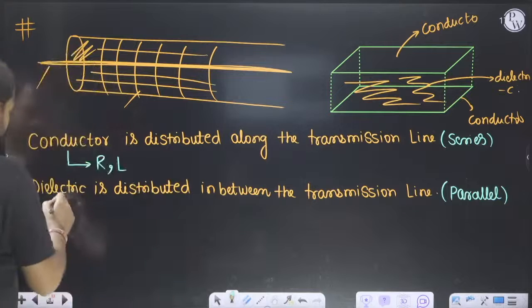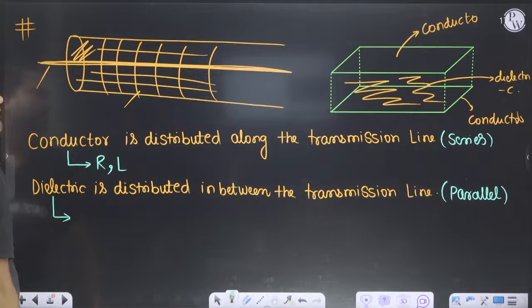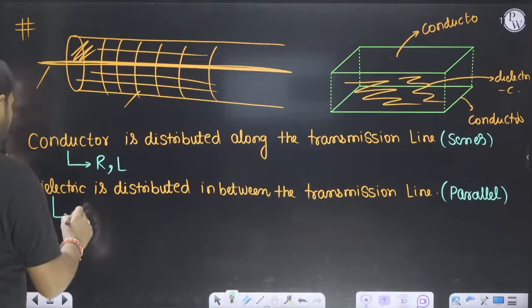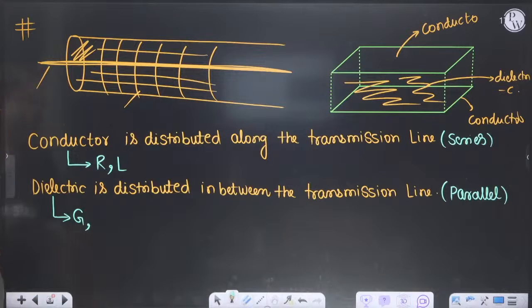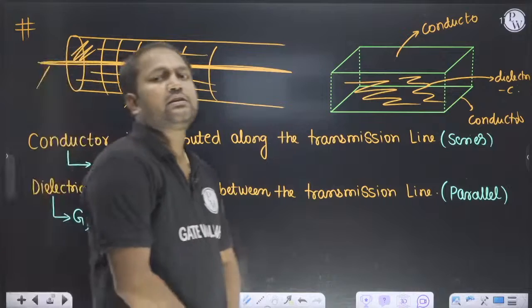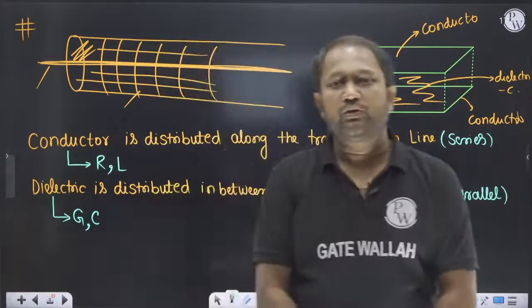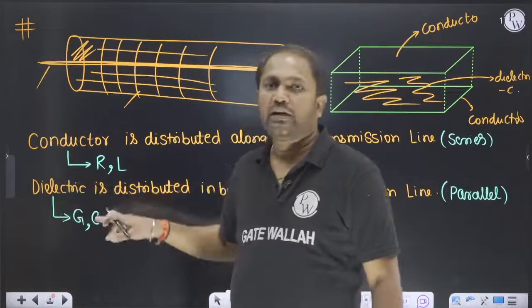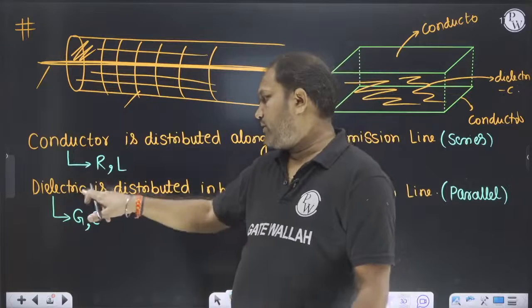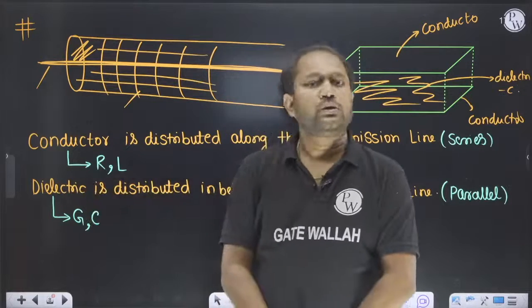Then what will happen in the dielectric? In the dielectric there is a loss which is represented by G, and because of the dielectric there is a capacitor, because we know that a capacitor is made up of dielectric. So there is a capacitance due to dielectric.